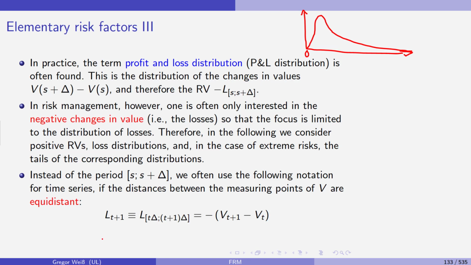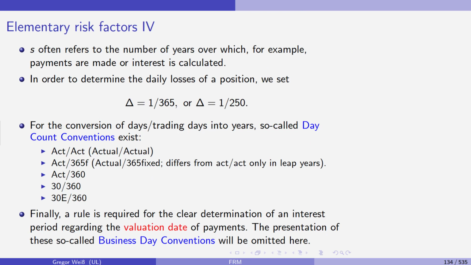Okay. Now next, we use equidistant points in time. We don't use s plus delta, but we say t plus 1, t plus 2. So what we get is minus V(t+1) minus V(t). Value tomorrow minus value today is the daily loss or the daily profit in our investment.